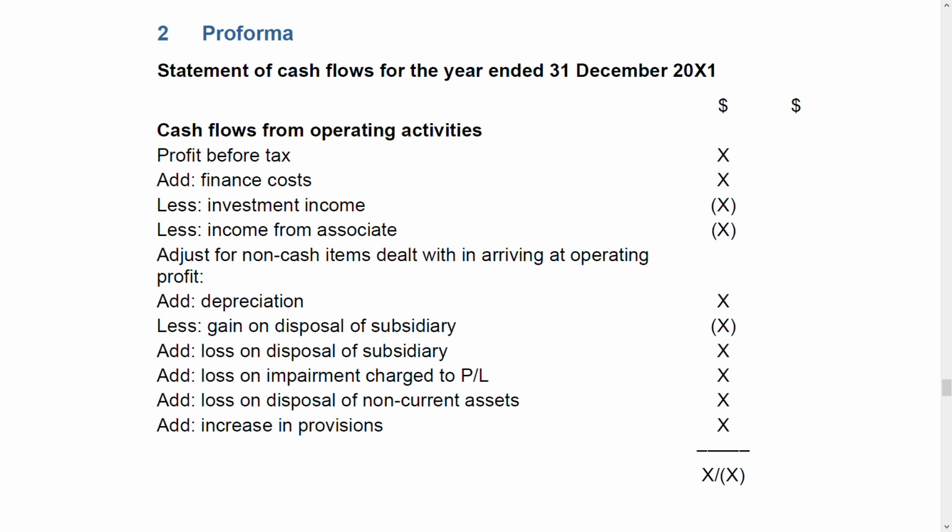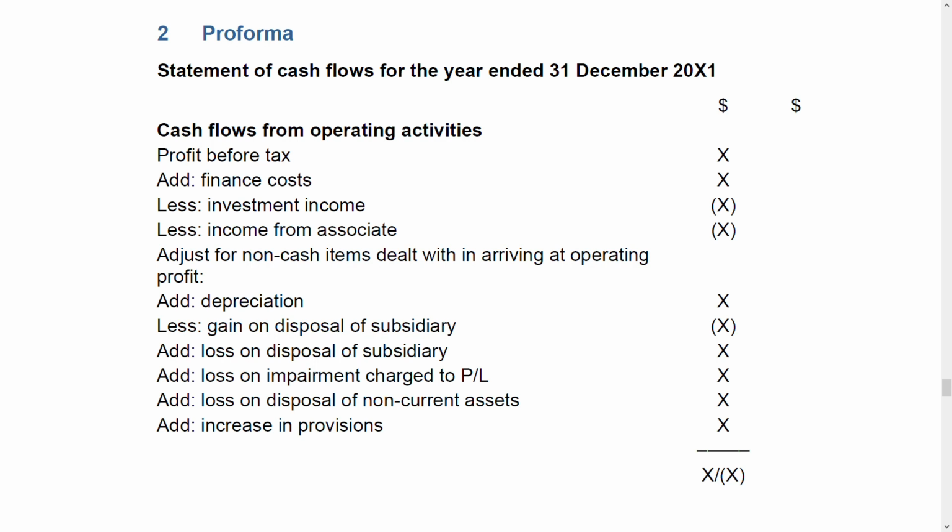You cannot reconcile opening and closing cash balance sometimes. You don't know whether it's correct or not, because I told you extracts only you have to prepare, not the whole consolidated statement of cash flow. So you start with profit before tax, finance cost you add back, investment income you deduct. See, all income you deduct, cost you add. That is the rule. If you remember this, okay. So finance cost add, investment income deduct, income from associate, we'll go to that later.